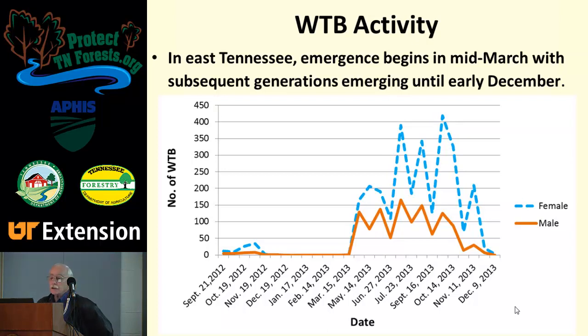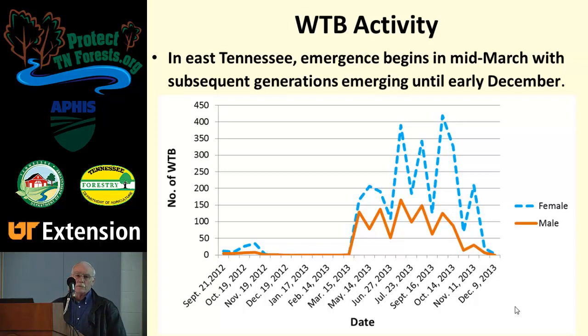In our collections, we found that this particular insect, the walnut twig beetle, begins to emerge in mid to late March here in East Tennessee, and then subsequent generations emerge until about the first week in December. We think that there are overlapping generations in that we can see at least 3 peaks.